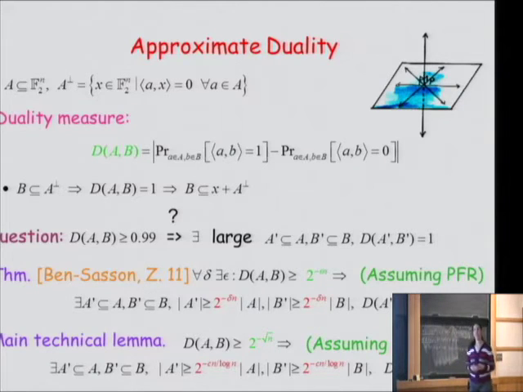C is a universal constant. Yes, C is a universal constant. There exists a constant C such that everything is true, so basically, for sufficiently large n.